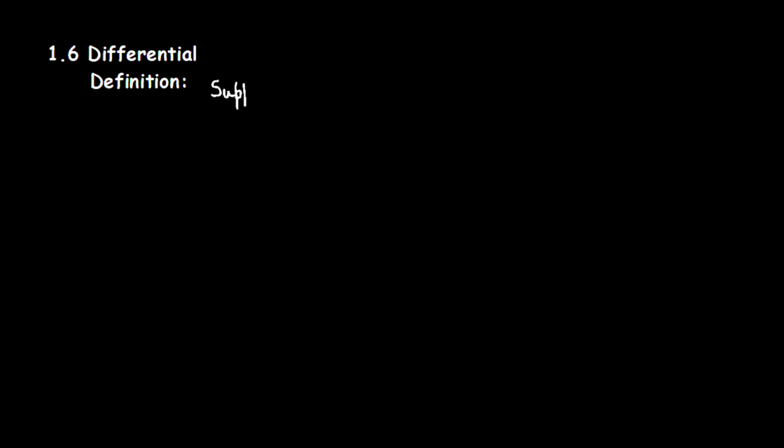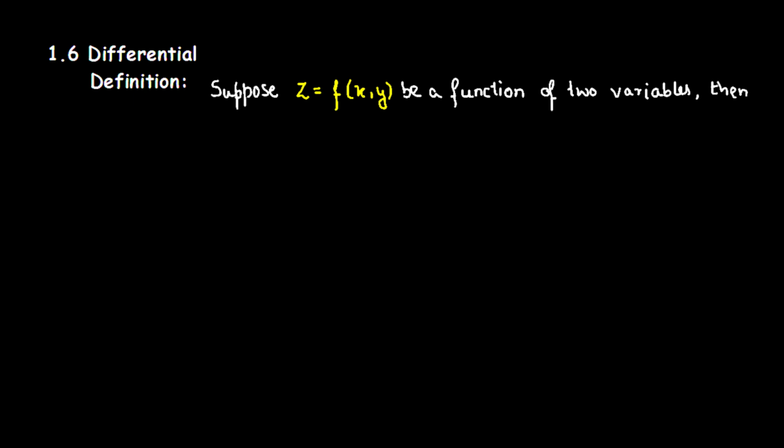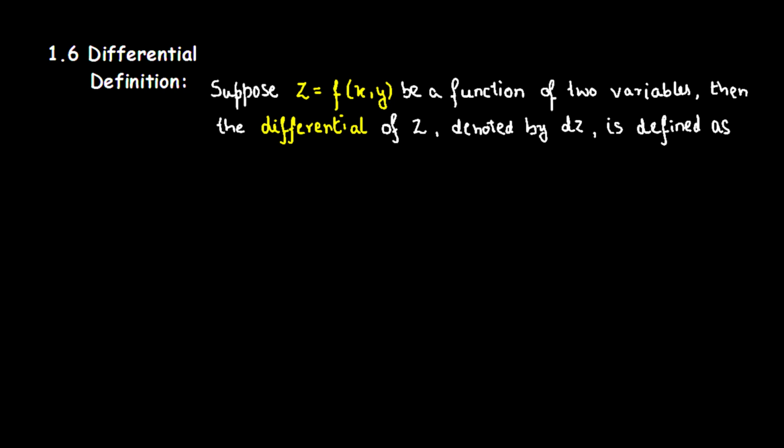1.6 Differential. Definition. Suppose z is equal to f(x, y), a function of two variables, then the differential of z, denoted by dz, is equal to the partial of z with respect to x times dx plus the partial of z with respect to y times dy.